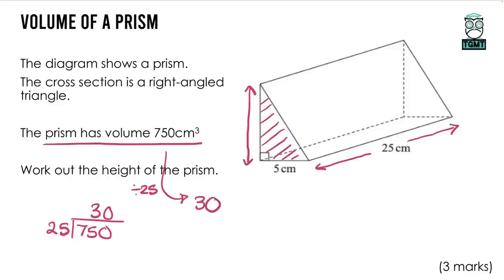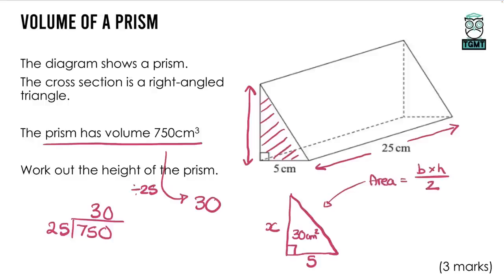That is the area of the cross-section. So the area of the triangle, now we know, is 30 centimetres squared. Now the base is 5, and we don't know the height. Now the formula for the area of a triangle is half base times height, or base times height divided by 2. We could put the numbers in and see if we can figure it out that way, but we know 30 is equal to 5 times the height divided by 2.